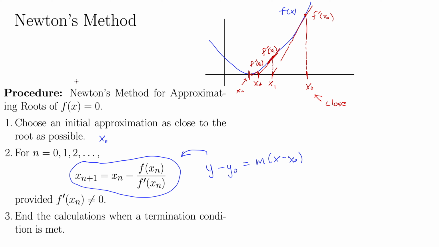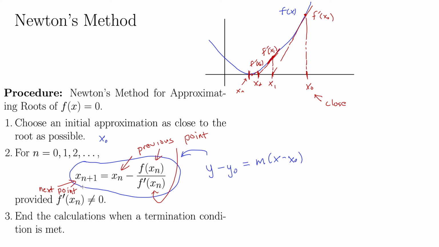What does this mean? Well, this says x sub n plus 1, so that's the next point on the x-axis, is the previous point, xn, minus f of xn over f prime of xn. And all those xn's are the previous point.